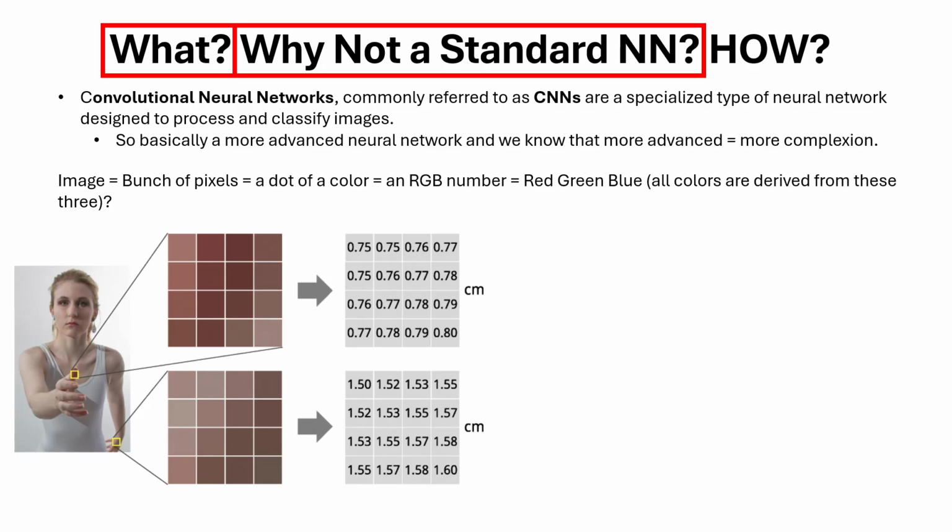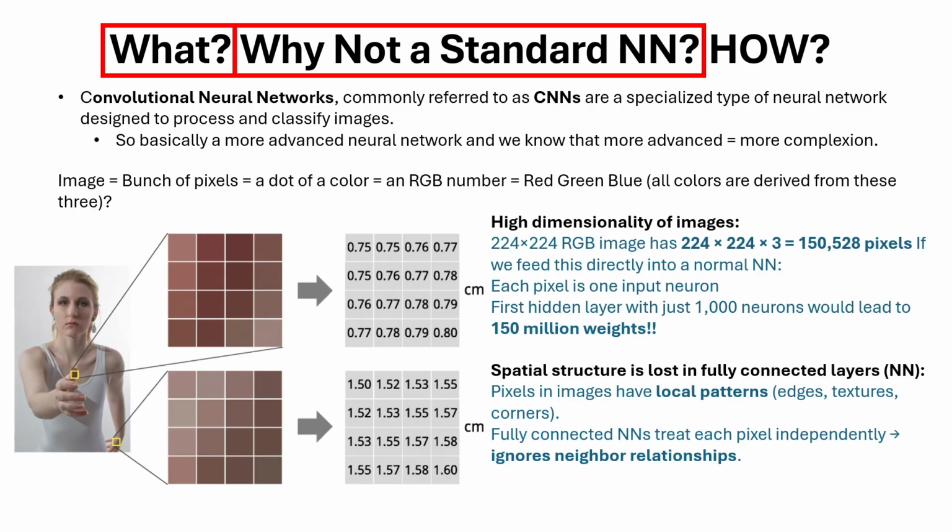Now that we know that an image is a bunch of numbers, why don't we just use an artificial neural network? There are a lot of reasons, but the main two are: first, high dimensionality of images. For example, a 224 times 224 RGB image has 224 times 224 times 3 equals 150,528 pixels. If we feed this directly into a normal NN, each pixel is one input neuron. The first hidden layer, with just 1,000 neurons, would lead to 150 million weights.